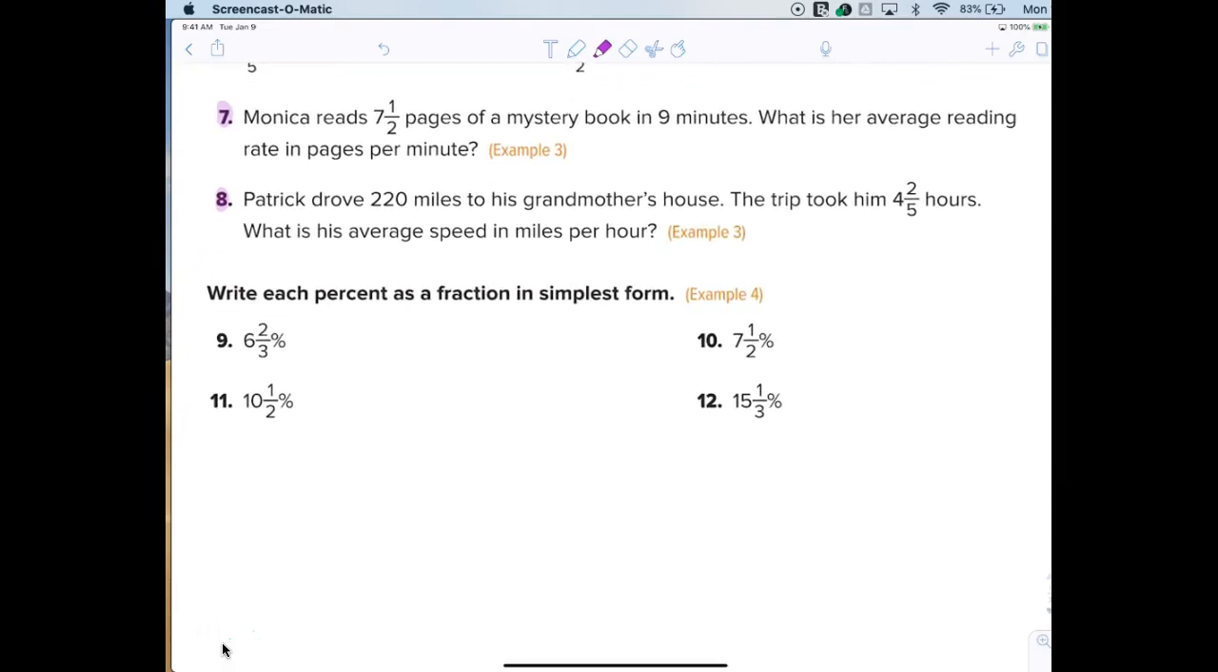Try to read number 7, please. Monica reads 7 and 1/2 pages of this book in 9 minutes. What is her average reading rate in pages per minute? Okay, so this is the key. Pages per minute. What does per in math mean? Divide. Per means divide, just like of means multiply. I want everybody to write this down. This means pages divided by minutes.